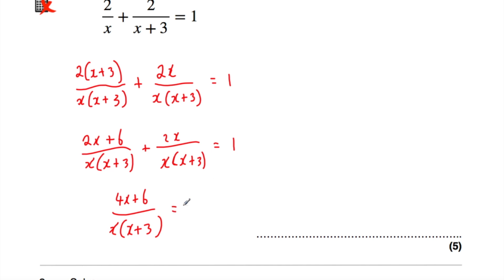And we've still got that equal to 1. So that's fantastic. We've now added together these fractions to get (4x + 6) over x(x + 3) equals 1. Okay, so that's fantastic. Now we want to solve this equation. Now there's a few different approaches we can take at this point.